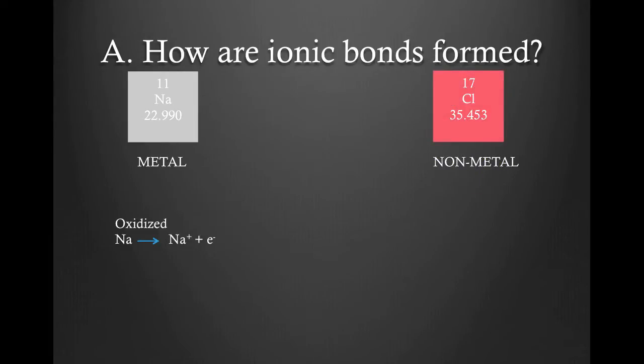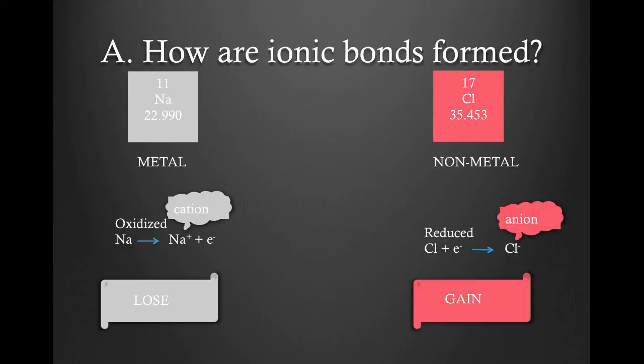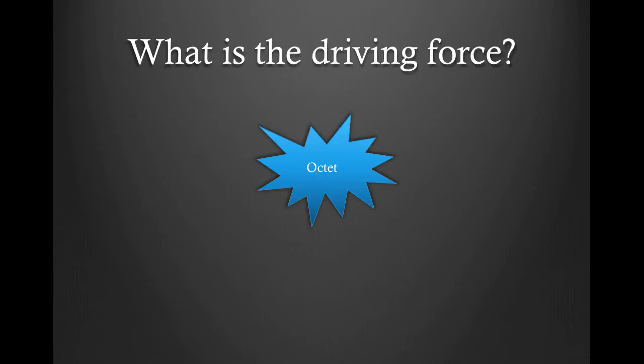The metal, as you know, because they have very low electronegativities, are more likely to lose electrons and become oxidized. And when they do, they become cations. On the other hand, the non-metals, which have very high electronegativities, are more likely to be reduced, gain electrons, and become anions. And so ionic bonds are formed by electron transfer, when the electron is transferred from the metal to the non-metal.